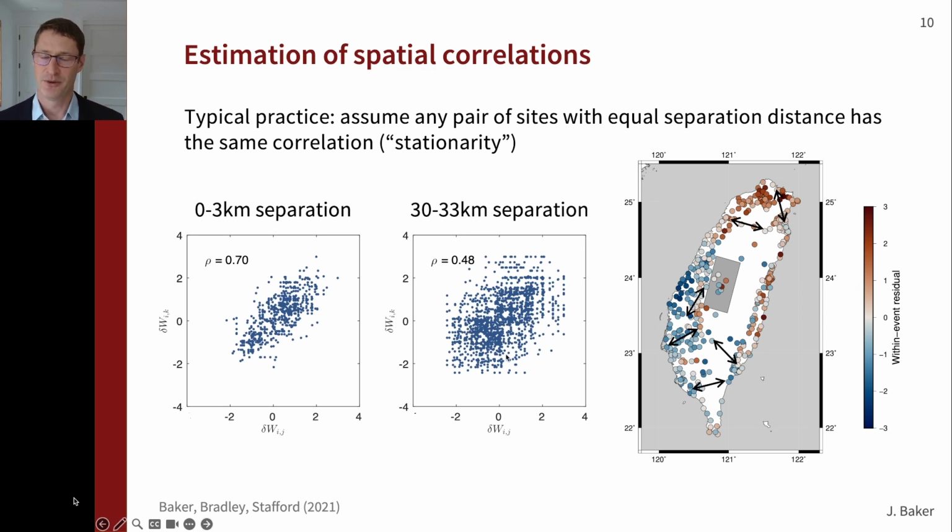Okay, if we go out to bigger separation distances, that's shown on the right scatter plot. Same idea, taking all the pairs of stations 30 to 33 kilometers apart, we can plot those. There's still some dependence here, but it's much weaker, and there's much more possibility that one station could have a positive value and the other station could have a negative value, for example. All right, so those are two separation distances.